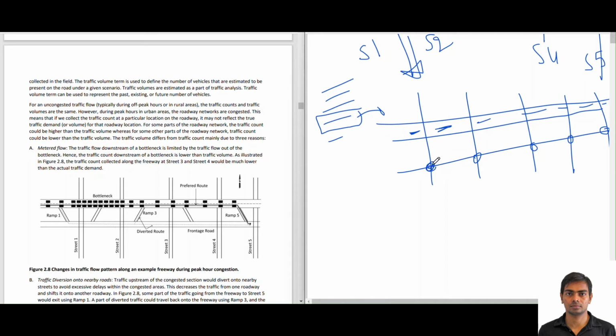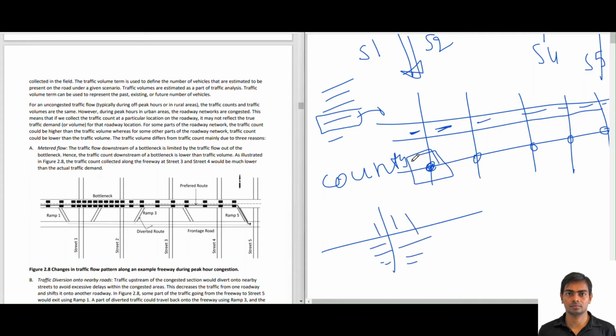Now, once we collect this data, this is called counts. Typically what we do is we try to simulate these counts in the software. For example, in Synchro, if I'm analyzing this particular intersection, then I will feed in the volumes and try to see how this signal is operating. So if there are a lot of vehicles at this intersection, the signal might fail in Synchro.